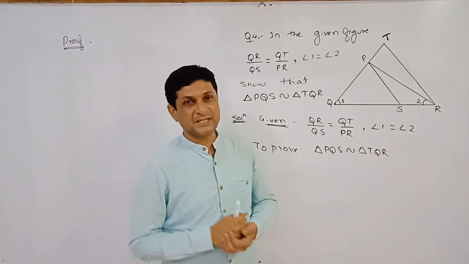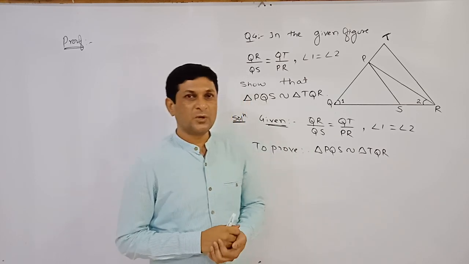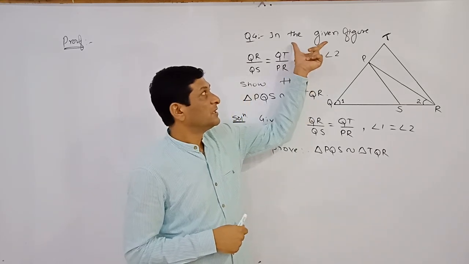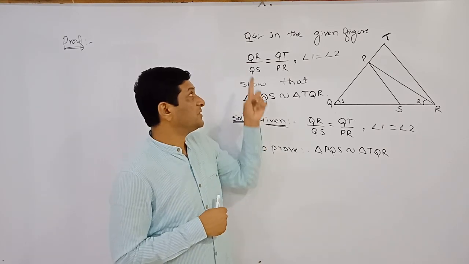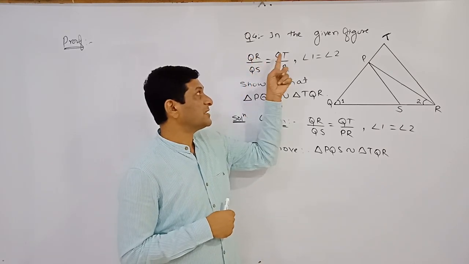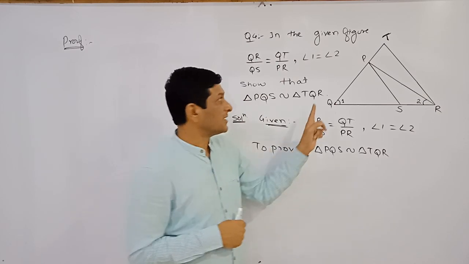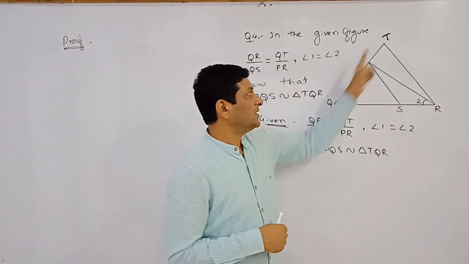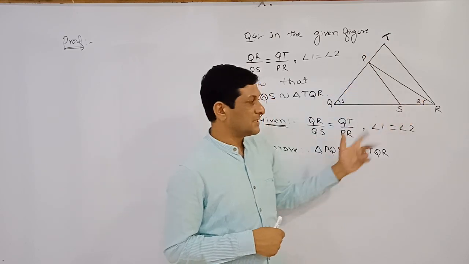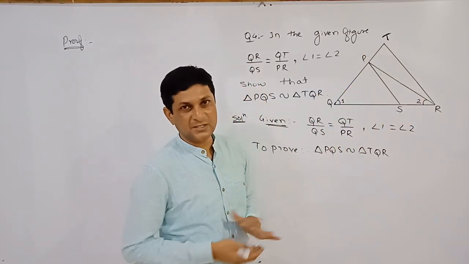So observe the next example, question number 4. In this question, one figure is given to us. What is given? QR upon QS is equal to QT upon PR. This is the given condition. Already here we have written this condition.